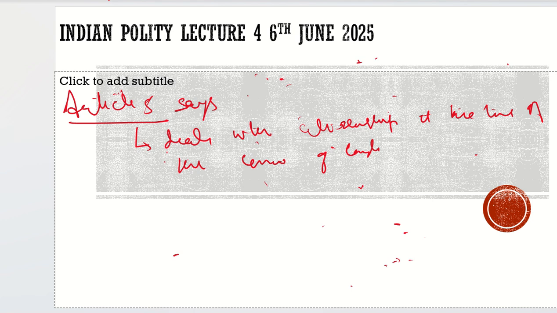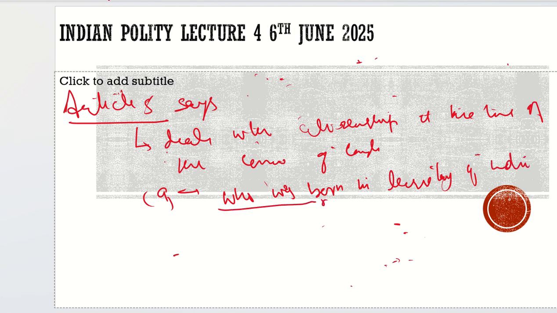First one, let it be A: whoever was born in the territory of India is a citizen of India. Whether his parents are foreigners does not matter. If you are born in India, then you are a citizen of India. So this is the first condition.